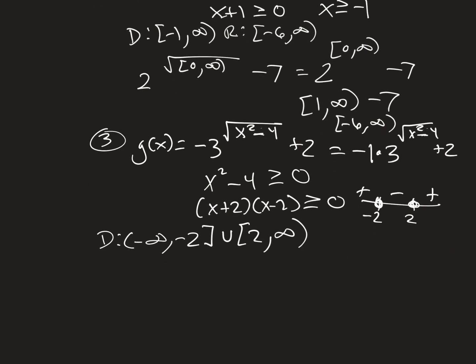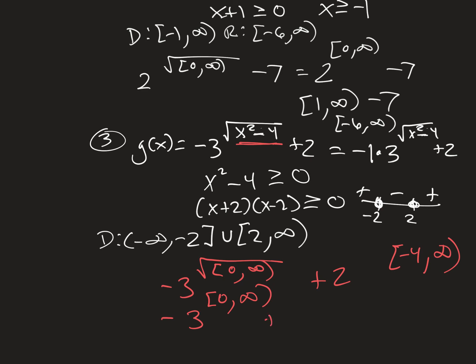Now when I think about my range, let's go back to what we've got here. We've got a parabola. And when I look at this parabola without the square root, the range of this parabola would be the y-coordinate of the vertex, which is -4 to infinity. But because I'm under a square root, the smallest isn't going to be -4. I can't take the square root of a negative. The smallest is going to be 0. So I'm going to have -3 times the square root of 0 to infinity, plus 2. So -3 square root of 0 is 0.